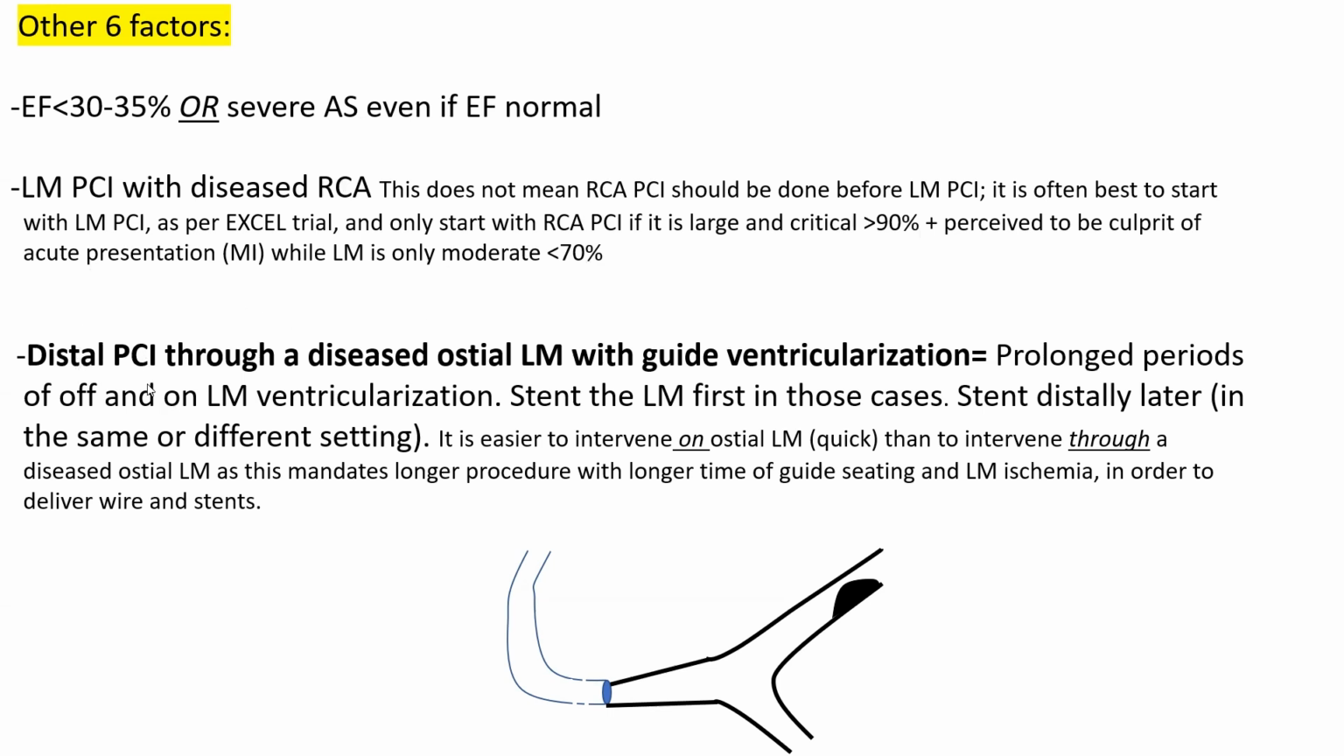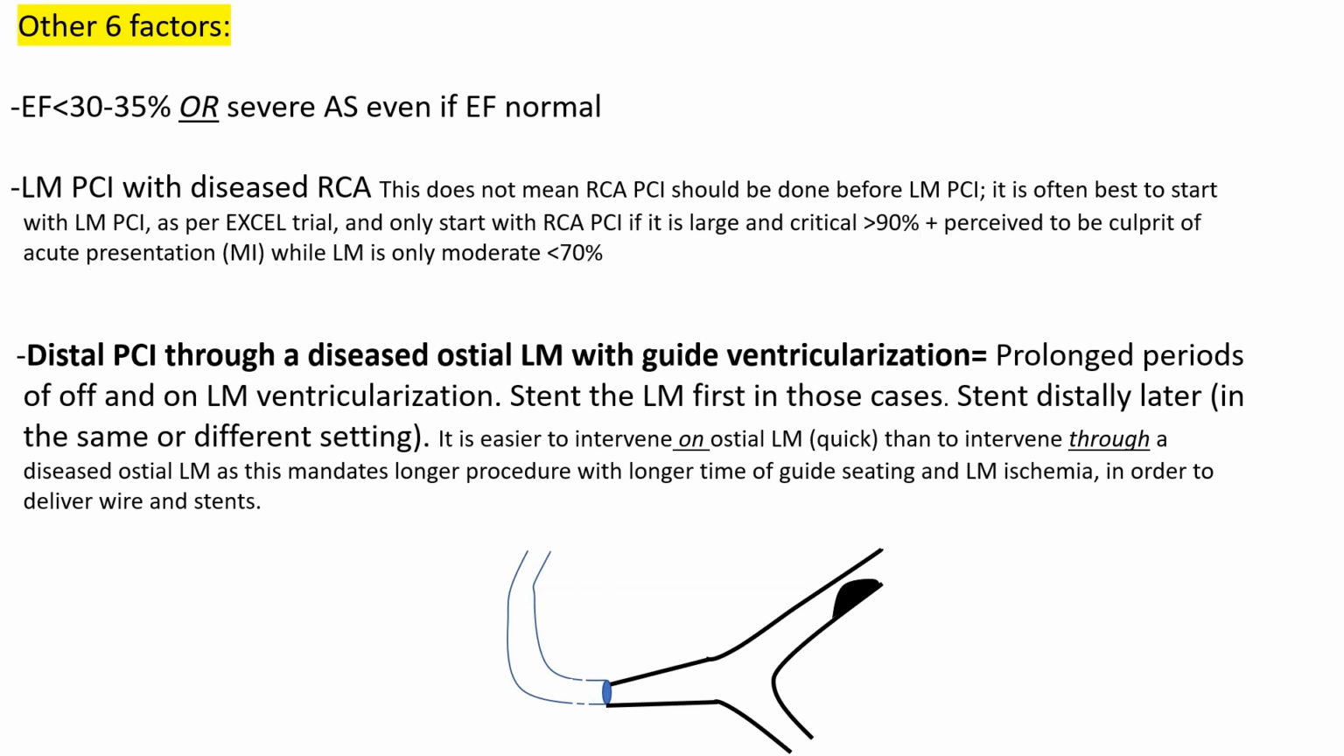The third feature, an extremely important feature, having to do distal PCI in the LAD or the left circumflex through a diseased ostial left main with guide ventricularization. There is nothing worse in PCI than left main guide ventricularization. Whenever you see your guide ventricularizing in the left main, you should try to disengage, and you should absolutely limit the periods of guide ventricularization in the left main. Guide ventricularization means you're having ongoing left main ischemia.